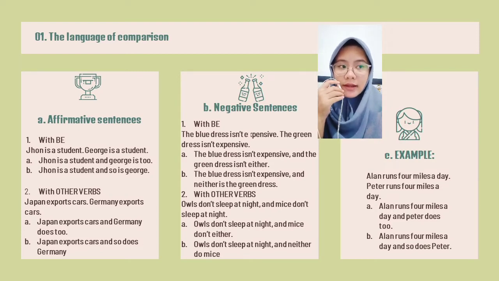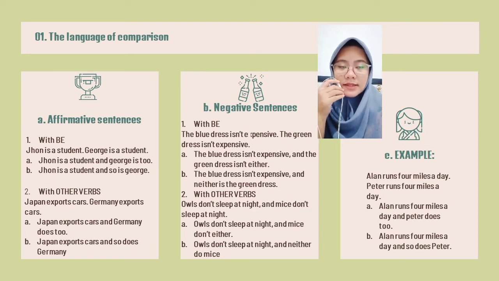And the second is about negative sentences. With be. The blue dress isn't expensive. The green dress isn't expensive. So we can match. The blue dress isn't expensive and the green dress isn't either. The blue dress isn't expensive and neither is the green dress. Second, with other verbs. Owls don't sleep at night and mice don't sleep at night. So we can match: owls don't sleep at night and mice don't either. Owls don't sleep at night and neither do mice.